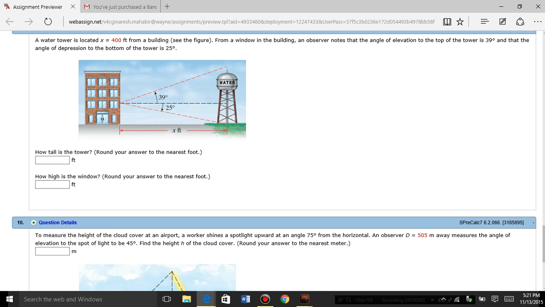Okay, ladies and gentlemen, when we left off with our last problem, this is where I left you to have some figuring of your own. This is the one where they said that the watchtower is 400 feet from a building. The window is above the ground. Someone's looking out from that window, looking up. You see 39 degrees to get to the top of the building, and down is 25 degrees to get to the ground. Your job is to figure out what the height of the window is and what the height of the tower is.